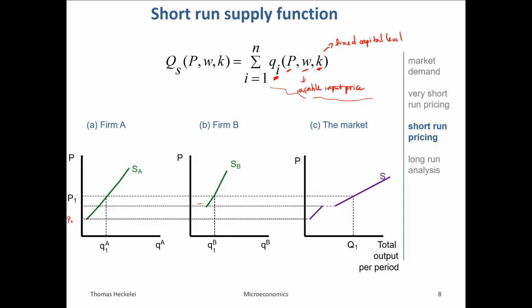Okay, so when you sum up horizontally, the part from P0 to P1 is only the quantity of firm A, because firm B produces nothing within this price range, right? And then starting from P1, the supply of the market includes the supply of both firm A and firm B. So that's why it is disconnected like that.